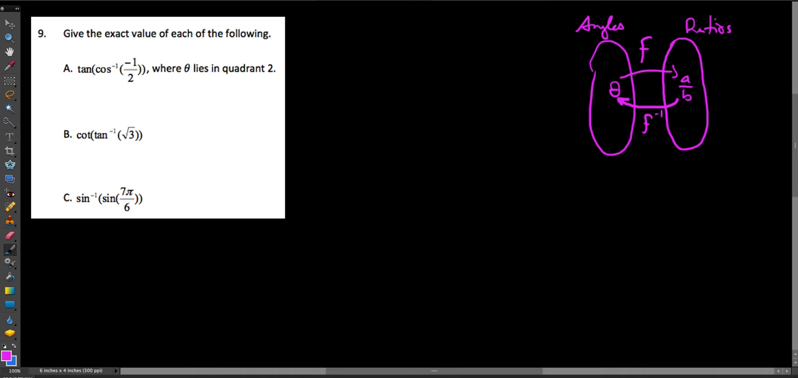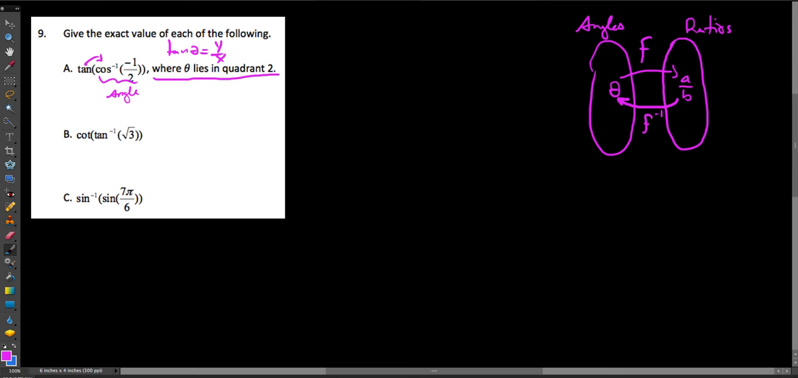So when you look at number 9 here and I say let's go find the tangent of this cosine inverse of negative a half, I want to be clear that this inner part here is an angle. It's just that we don't have our angle sketched for us. But if you asked me to find the tangent of an angle, I know the tangent of an angle is y over x. So we're going to start by talking about what this angle would look like.